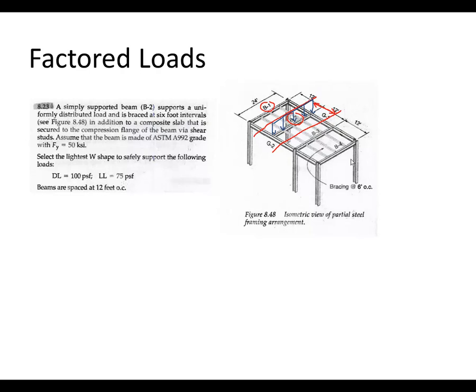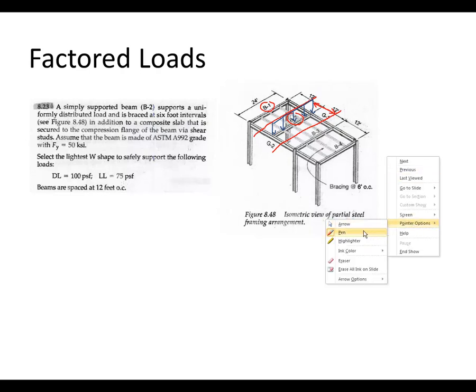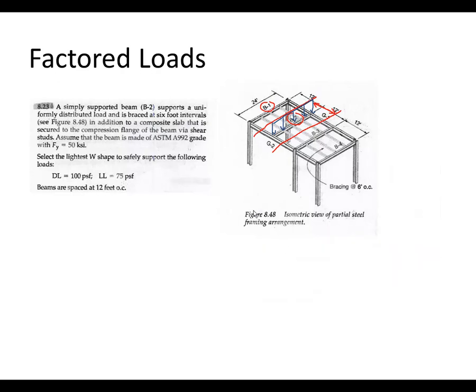A couple other things to note on this problem before we get into it too far: we're using 50 ksi steel, so it's a little bit higher strength steel, and we've also got a dead load of 100 pounds per square foot and a live load of 75 pounds per square foot. One other thing to note is that the bracing is at 6 feet on center. We're actually going to do a calculation at the end of the problem to see if that bracing is adequate in length to withstand the buckling that we would need to. And so let's begin.